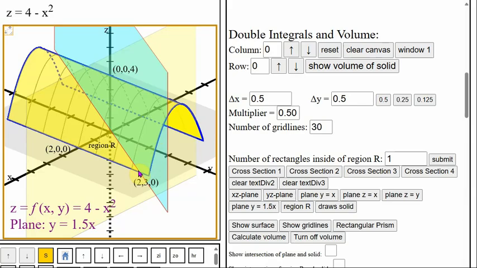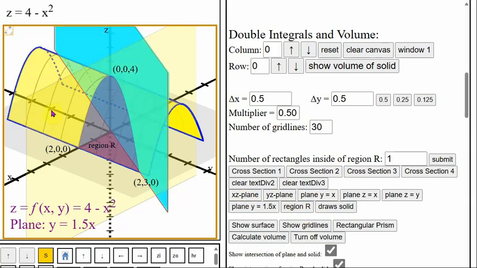So we would go up 3 and then over 2 on the x-axis to get this point on this line. And then I want to find the volume over this region R right here. On this side, the solid is bounded by the xz plane, and on this side, the solid is bounded by the plane y equal to 1.5x, and at the bottom it is bounded by region R. So this is what the solid looks like. And so here's the solid that I want to find the volume for.